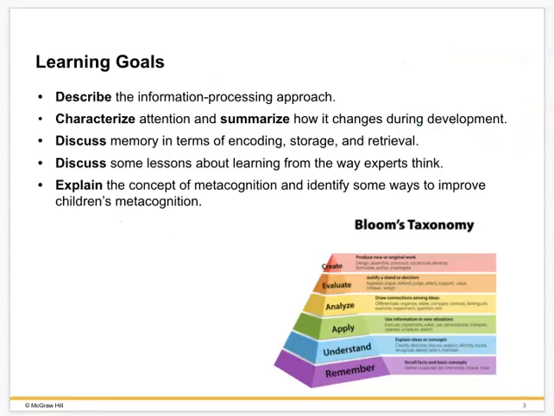The learning goals for this chapter. At the end of this chapter, students will be able to describe the information processing approach, characterize attention, and summarize how it changes during development, discuss memory in terms of encoding, storage, and retrieval, discuss some lessons about learning from the way experts think, and then finally explain the concept of metacognition and identify some ways to improve children's metacognition.